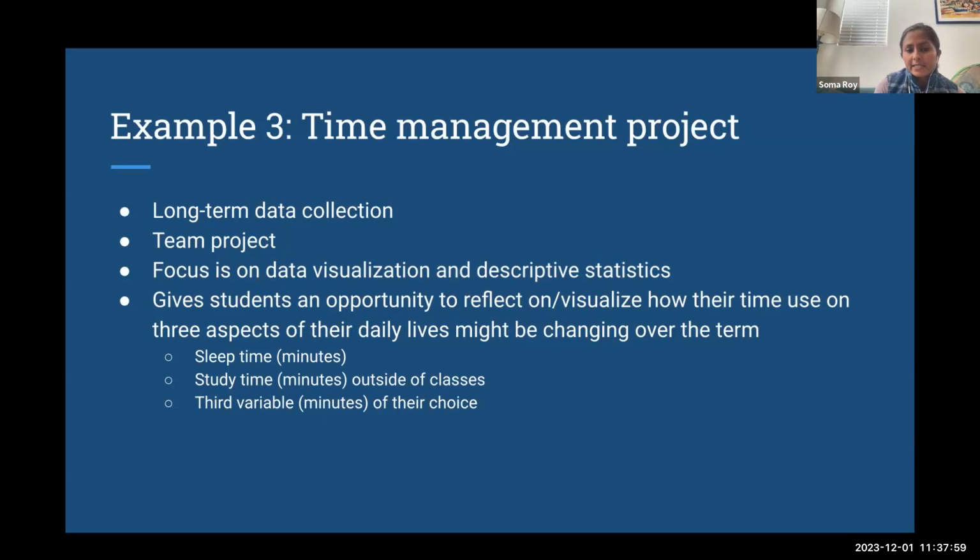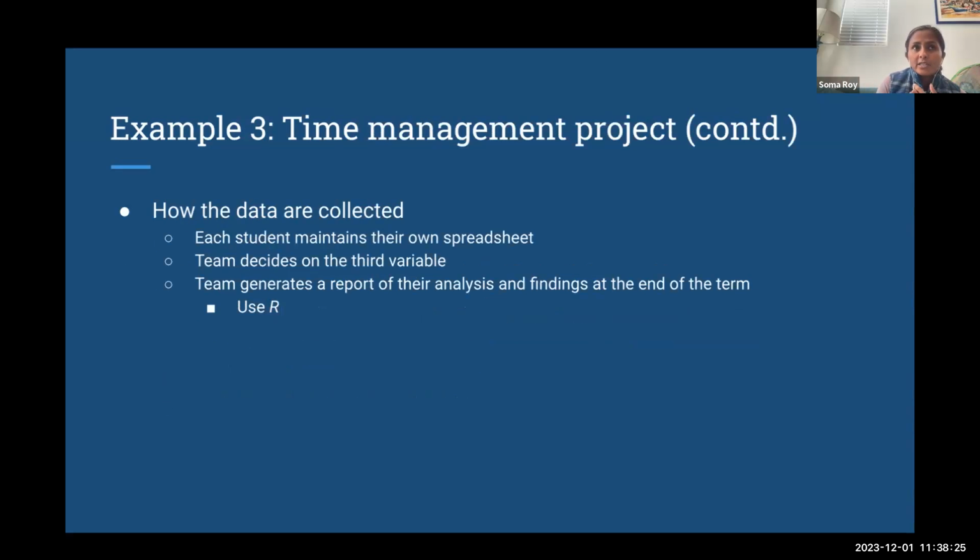The thing that I like about this example is that it's fairly easy to collect the data. It gives students an opportunity to reflect on how their use of time is potentially changing from the beginning of the term to the end of the term. They track three aspects of their daily lives: how much sleep they are getting, how much time they are spending studying outside of classes, and a third variable that they decide on themselves. Each student maintains their own spreadsheet, and the team collectively decides on the third variable. Most of the time, it turns out to be how much time they're spending working out or on the screen, and so on.